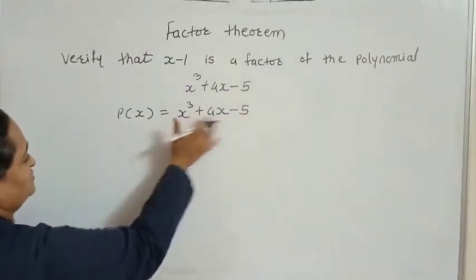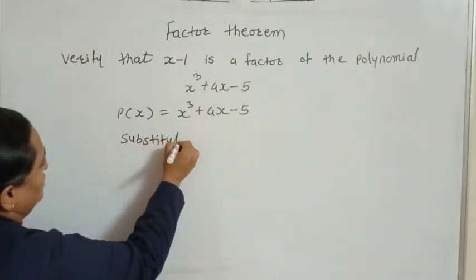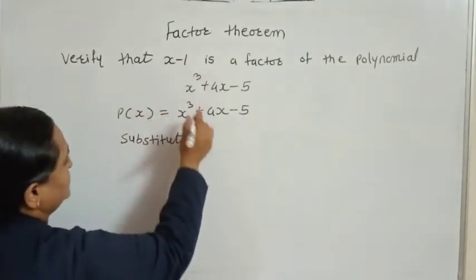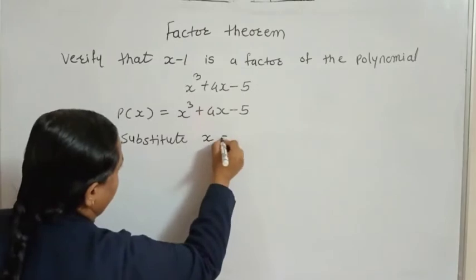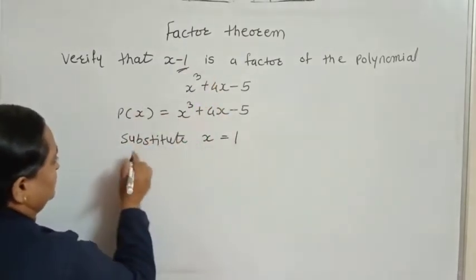Then p of x is equal to this. Now substitute. Now see here x minus 1 is there, means you have to substitute x is equal to 1. Opposite number of this, substitute x is equal to 1.